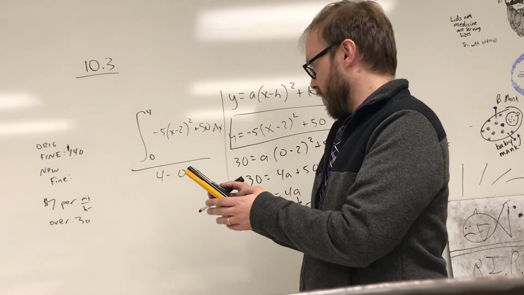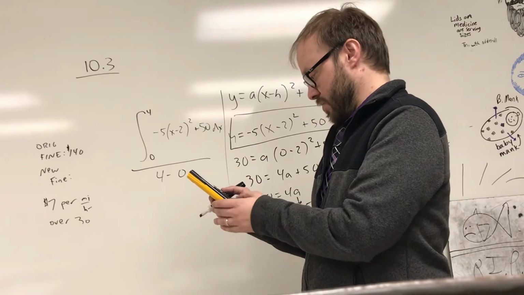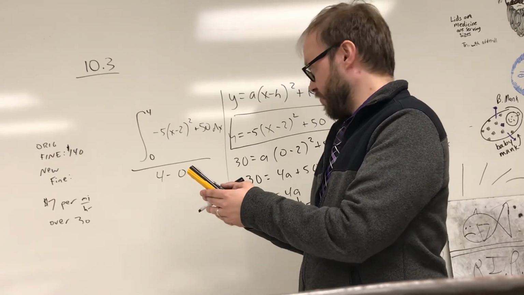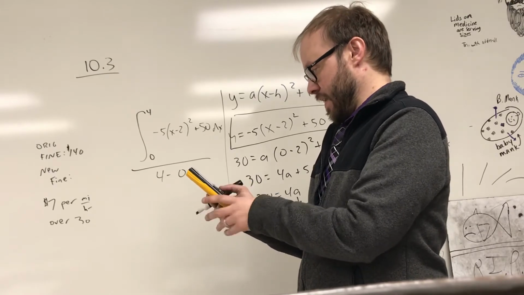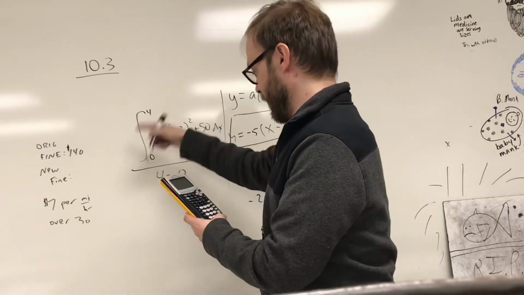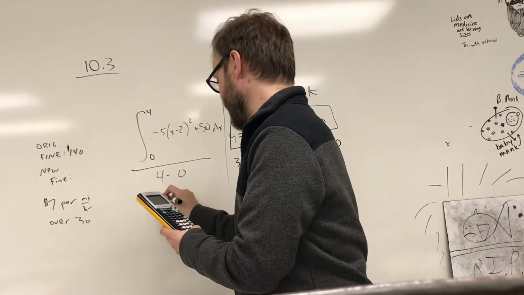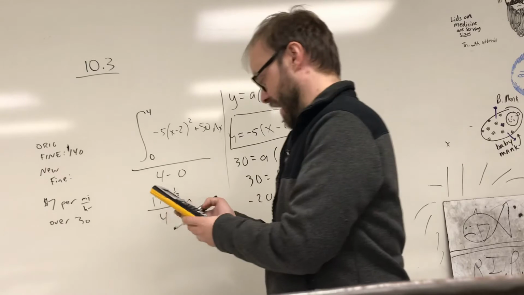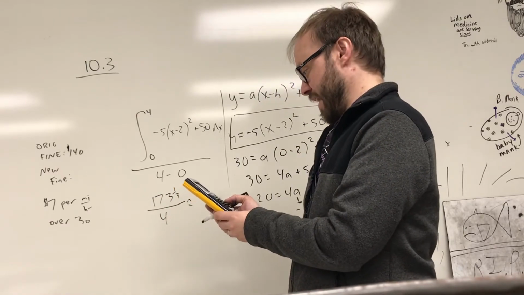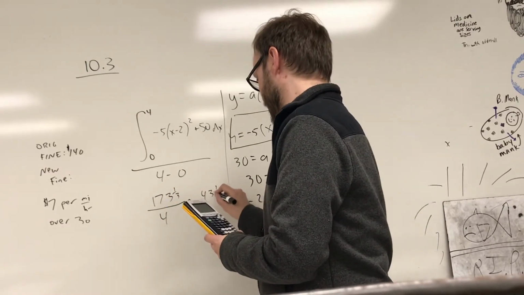And do negative 5 quantity (x minus 2) squared. Don't forget the plus 50 there. I think that will make a difference. And so we've got that integral, and then we're dividing by 4. So it's 173 and a third divided by 4. And let's see, if we do that, we're going to get 43 and a third, okay?